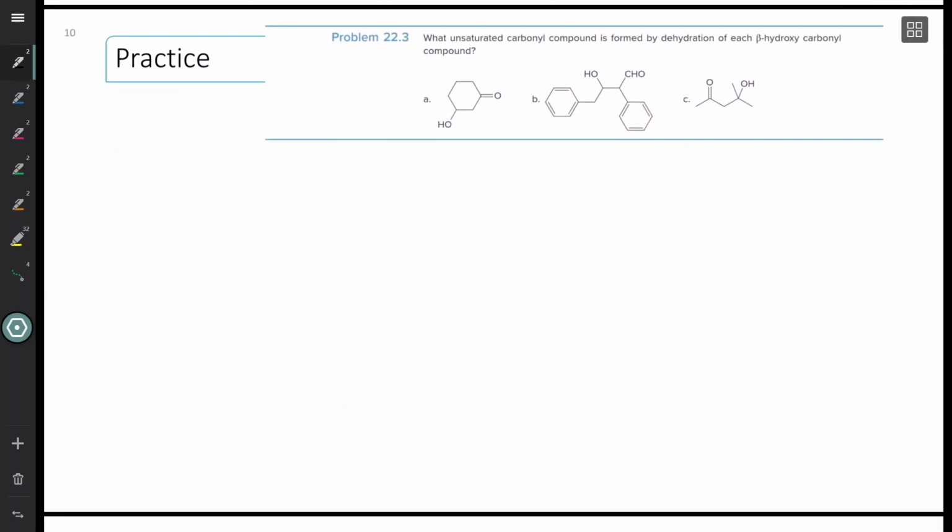Again, I urge you to practice these at home before watching the video. So it's telling us what unsaturated carbonyl compound is formed by the dehydration of each of these. So dehydration, right, always base or acid, and heat, always heat. So the thing to do is find your carbonyl, find alpha, find beta, and then you're going to lose this alcohol and you're going to form that double bond in between your alpha and your beta.